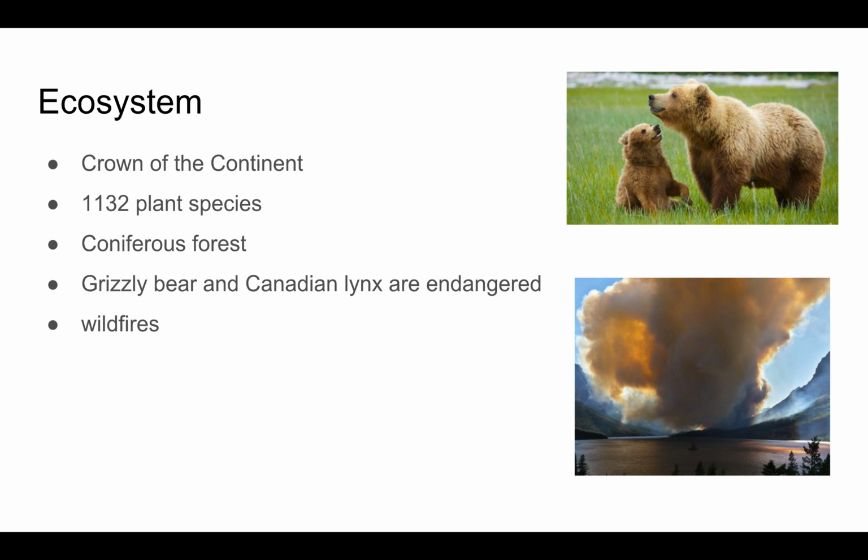The 2 threatened species are the grizzly bear and the Canadian lynx, which are still found in the park. Glacier National Park also has a fire management plan, as many of the species of plants and animals there require wildfires to replenish the soil with nutrients and open up areas that allow for new plants to thrive.